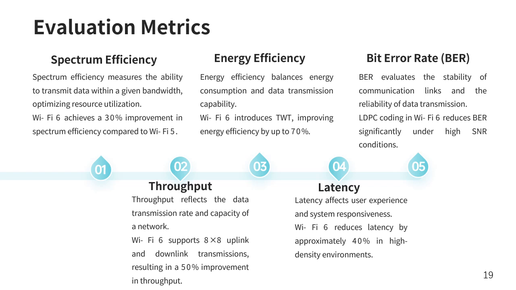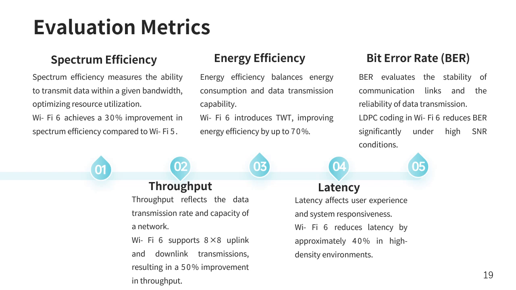And the second one is throughput. Throughput refers to network speed and capacity. With support for 8x8 MU-MIMO, Wi-Fi 6 boosts throughput by 50% compared to Wi-Fi 5, especially in crowded places. And the third one is energy efficiency. This is about finding the right balance between power consumption and data capacity. Thanks to TWT, also named Target Wake Time, Wi-Fi 6 achieved around 70% better energy efficiency. This is super important for battery-powered IoT devices.